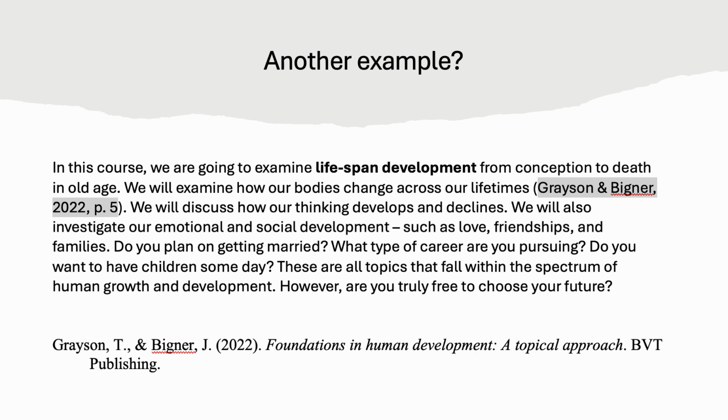It's worth pointing out how you don't use the word "and" if there's more than one author, if it's in parentheses, okay? You put the authors' last names, the comma, the year of publication, comma, the page number, and notice that the period goes after the parentheses. And then down here is the reference for this citation.